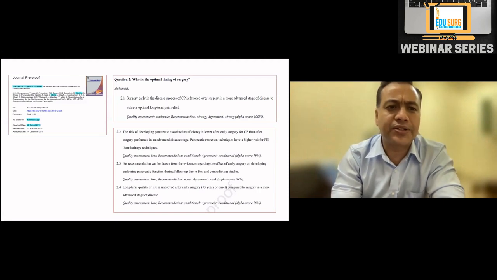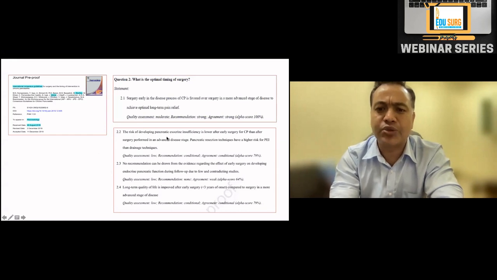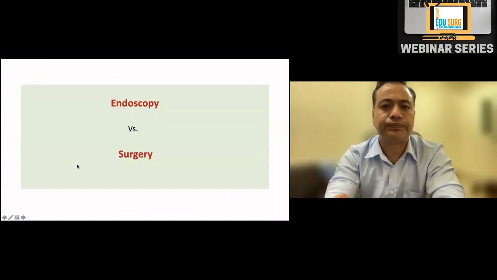The International Consensus Guideline, which was published in 2019, has also addressed the timing of surgery, and they have recommended that early surgery should be favored in patients with chronic pancreatitis. It's because it not only gives good pain control and offers good quality of life, but besides this, the development of pancreatic exocrine insufficiency is lower in patients who undergo early surgery.